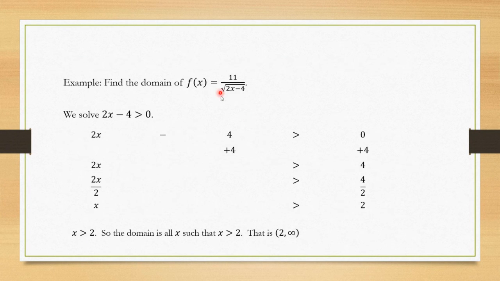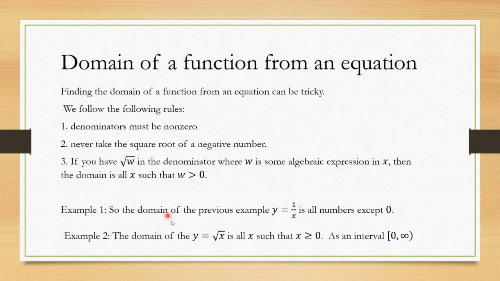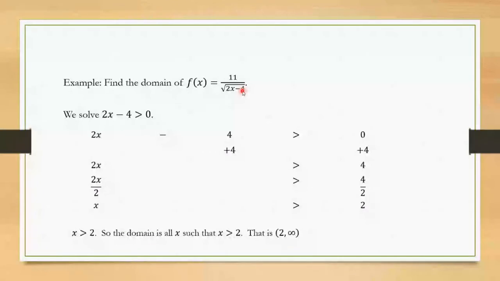Okay. And this is just an example illustrating rule 3. In this case, we're taking the square root of 2x minus 4. So we want to make sure 2x minus 4 is not 0. Or excuse me, let me say it again. It just has to be positive. 2x minus 4 has to be greater than 0. So we want all x so that 2x minus 4 is greater than 0. If you went back to this, your w here would be 2x minus 4. It's in the denominator. Okay? So we solve this inequality.